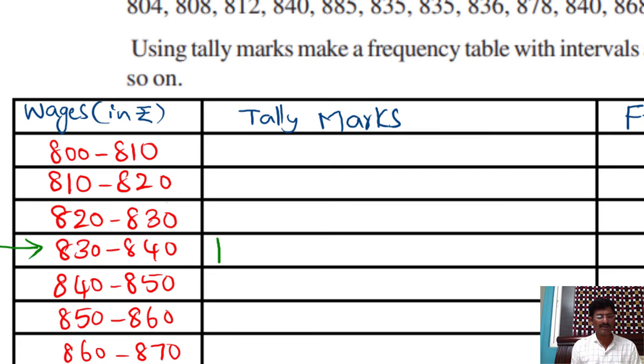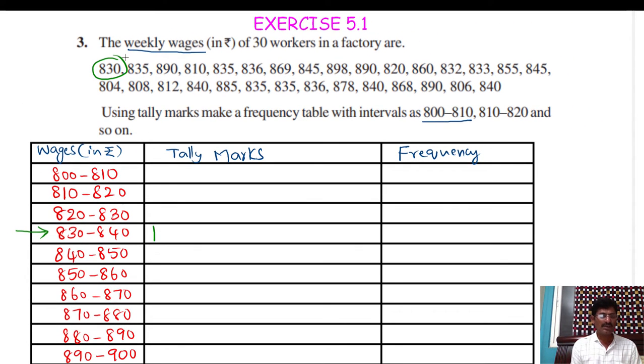So let me write a tally mark like that. Cross out this 830. Next value is 835. Let us cross out this 835 and put a tally mark in the class it belongs to. It is in between 830 and 840, so put a tally mark for 835. Now we have 890, which belongs to the last class, 890 to 900. Then 810 we have. It belongs to the 810 to 820 class. So put a tally mark here.